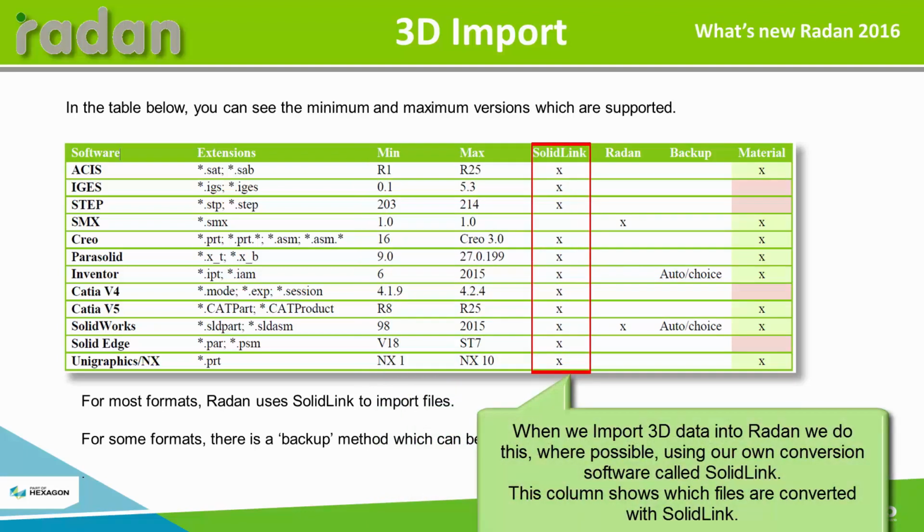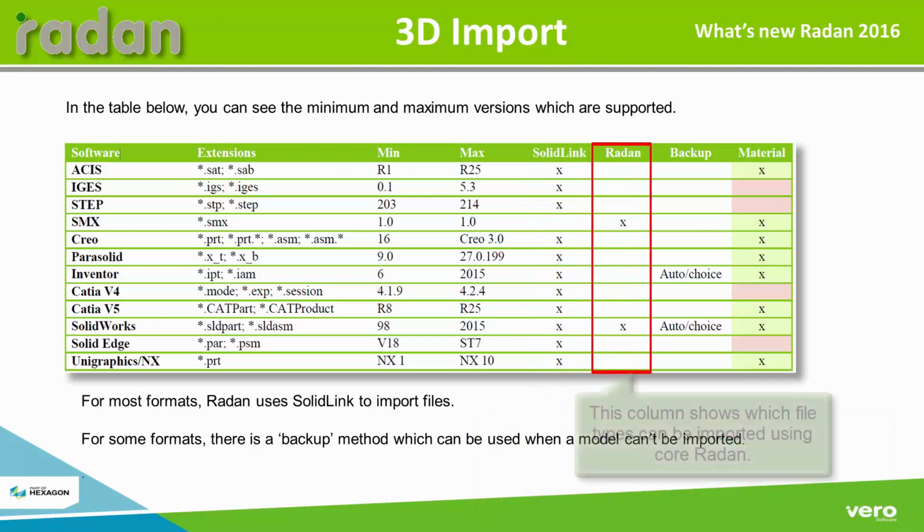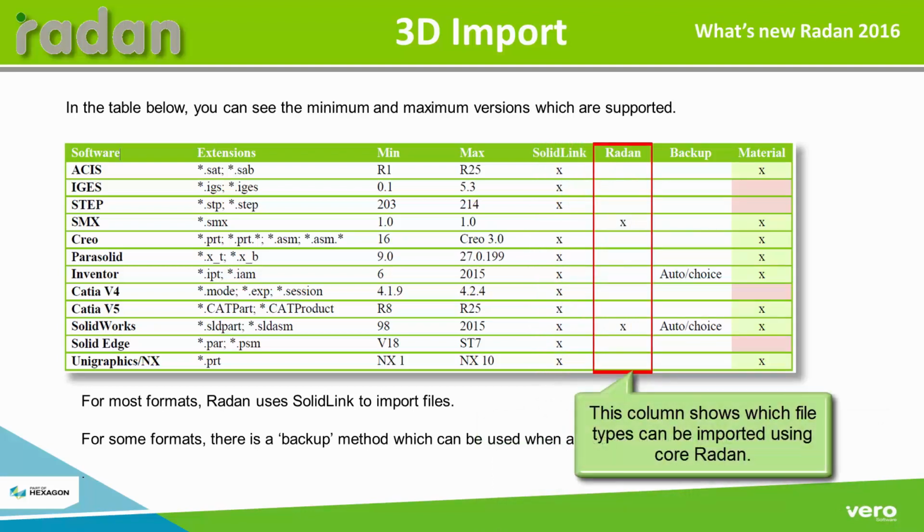When we import 3D data into Radan, we do this where possible using our own conversion software called SolidLink. This column shows which files are converted with SolidLink. This column shows which file types can be imported using the core Radan software.